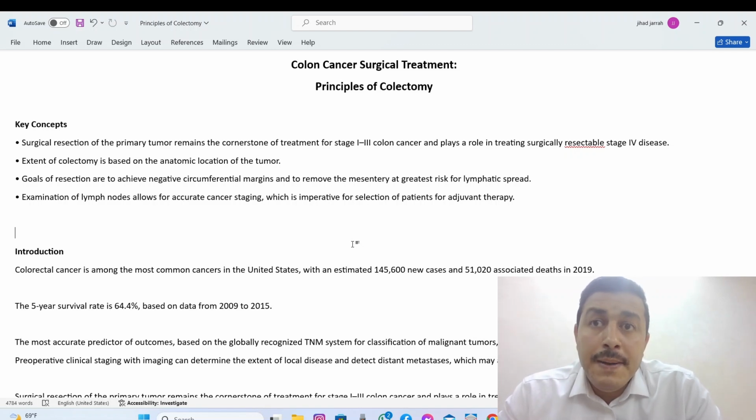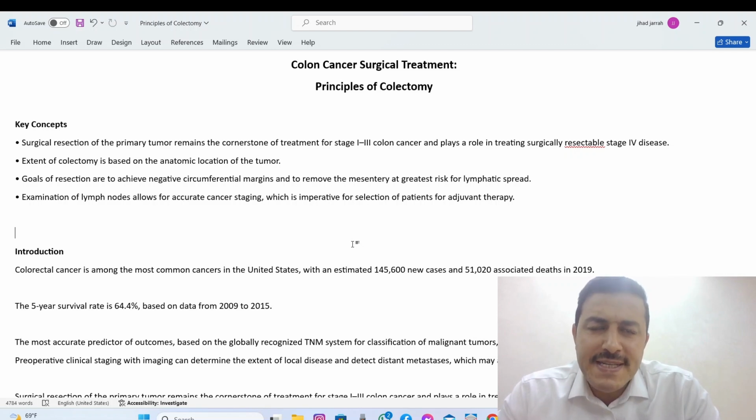If we are talking about malignancy treated with colectomy, we mean colon cancer stage 1, 2, 3, and even some resectable stage 4 colon cancer. Surgery here is the cornerstone for the treatment, and also for selecting a patient for adjuvant therapy or not after sending the surgical specimen to histopathology, so we can classify the patient depending on the need for chemotherapy or not. So this is another benefit of the surgery.